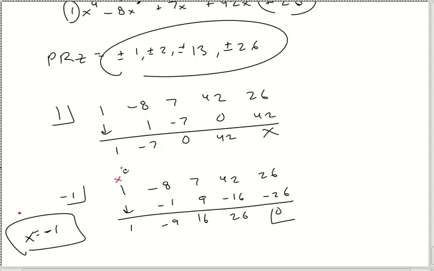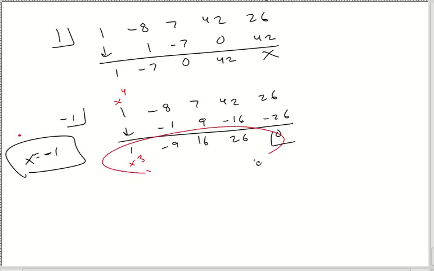So this went from an x to the 4th down to an x cubed. And so I can rewrite this as x cubed minus 9x squared plus 16x plus 26 is equal to 0.